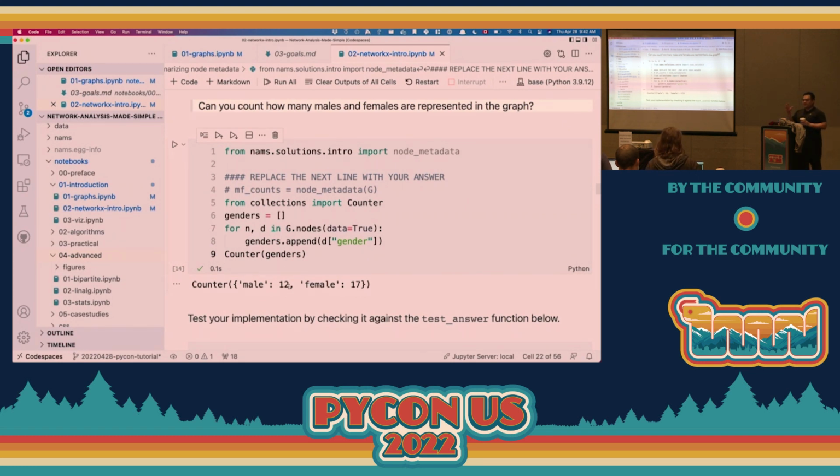Okay, so given the lack of specificity in the phrasing of the task, you could probably find other creative ways of counting the number of males or females that are in the data set, in the graph. I use collections.Counter. You don't have to. You can do it your own way. But as long as you figure out that there are 12 boys and 17 girls inside the data set, you're pretty much on track. A loop. Okay, that works too.